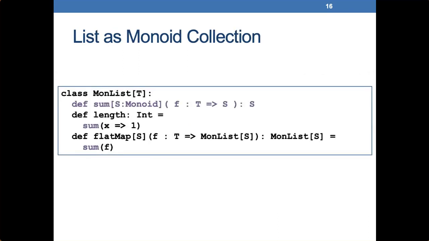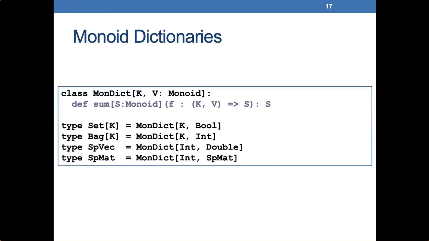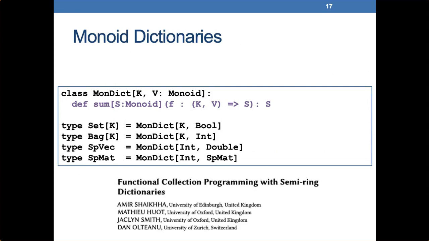And by implementing list as a monoid collection, we can implement all of the higher order operations of a list in terms of this single operator. And in order to support sets and bags, we use a monoid dictionary, which is a dictionary in which the values also form a monoid. By this we can represent sets, bags, sparse vectors, and sparse matrices. And you can refer to our OOPSLA paper for more details about such a structure.